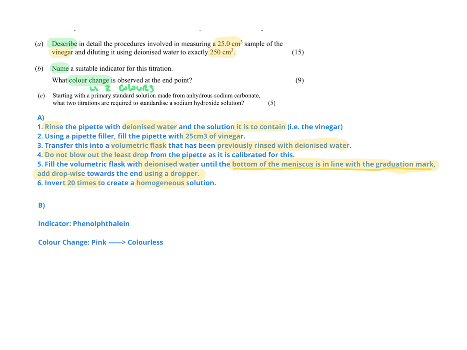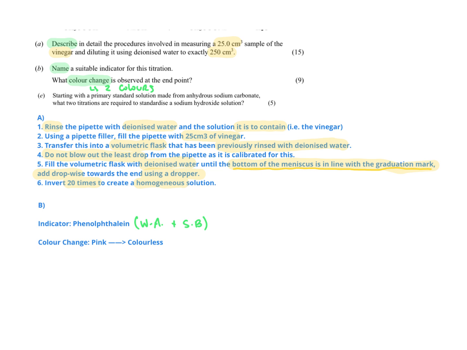So our indicator in this experiment is phenolphthalein, and we know this from our pH and indicators chapter because this experiment involves a weak acid, which is ethanoic acid, and a strong base, which is sodium hydroxide. The colour change then is pink to colourless, and we've discussed this in our previous theory already on this experiment.